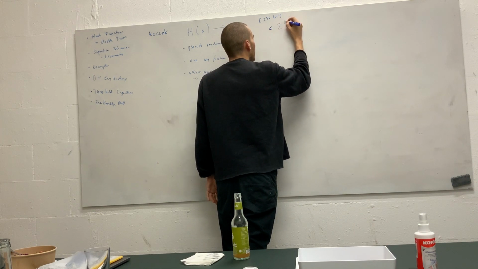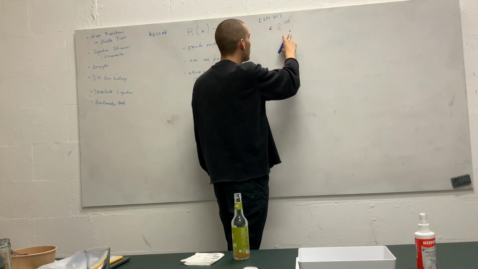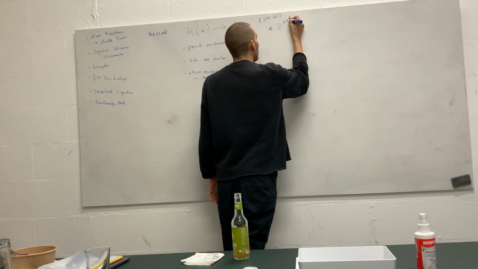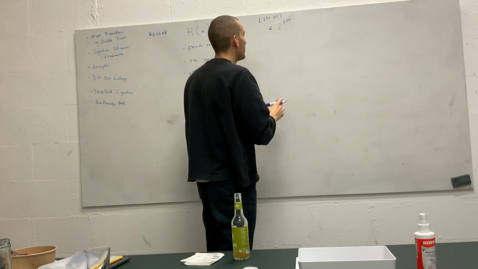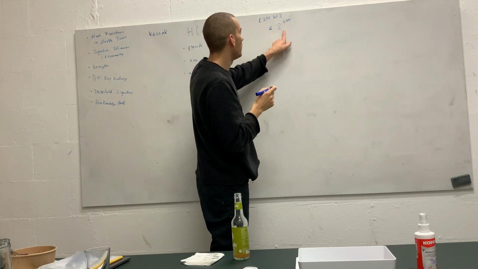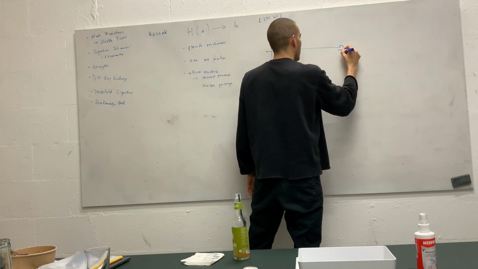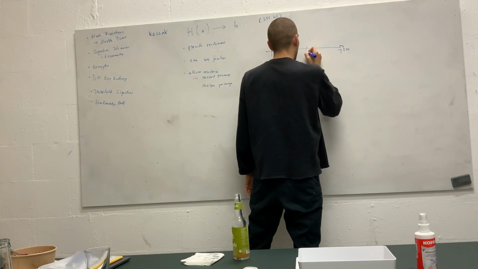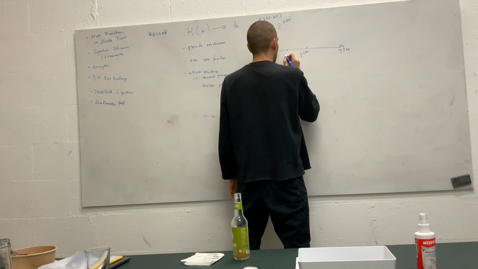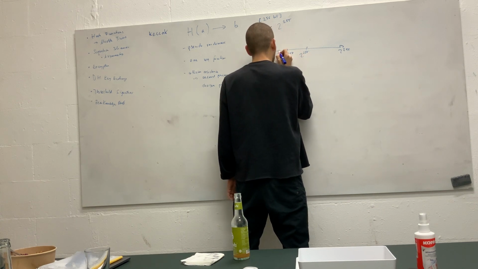So for example, if it had to be smaller than 2 to the 255, then it would basically mean that, if this is 2 to the 256, this is 2 to the 255, this is 2 to the 254, etc.